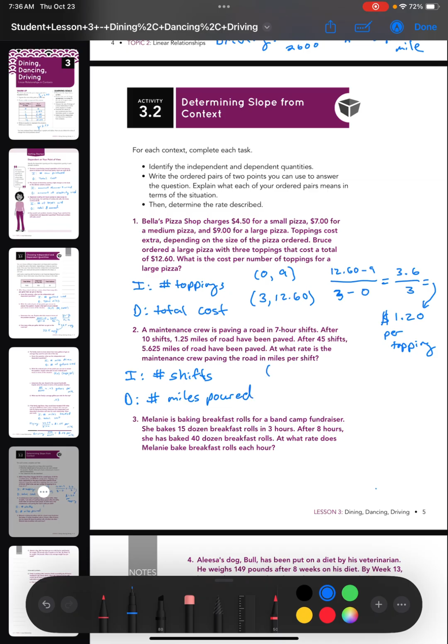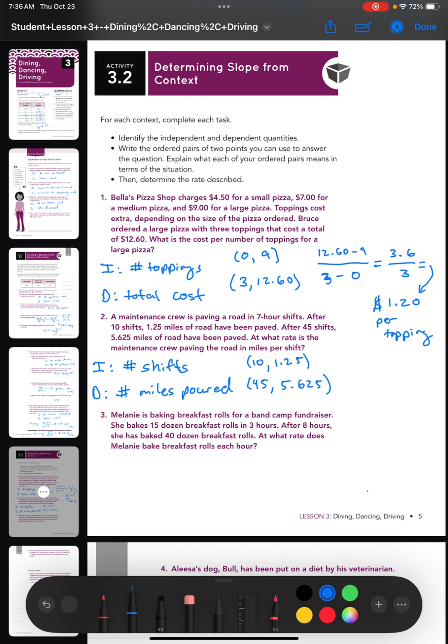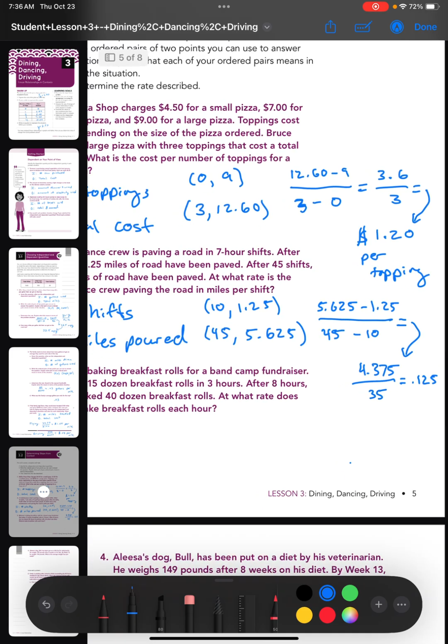So we got 2 points again they're giving us. They told us after 10 shifts, they've paved 1.25 miles. And then they've also told us after 45 shifts, they've paved 5.625 miles. So again, we got an x1, y1, x2, y2. So if we plug those numbers in, y2 minus y1 over x2 minus x1. So if we subtract there, we're going to end up with 4.375 divided by 35. And if we divide that, we get 0.125. So we know that they're paving 0.125 miles per shift.